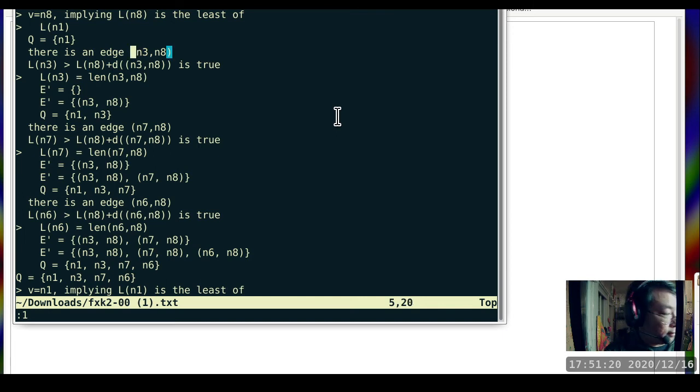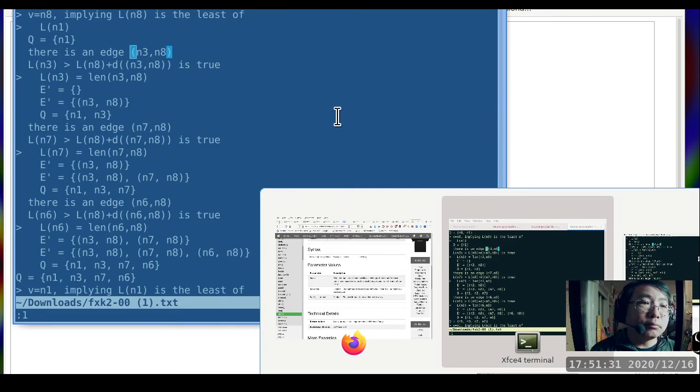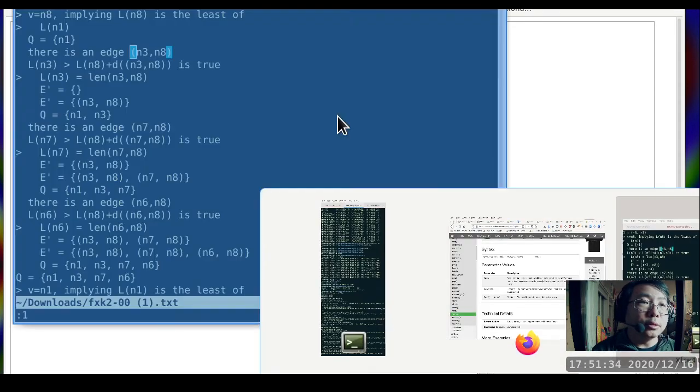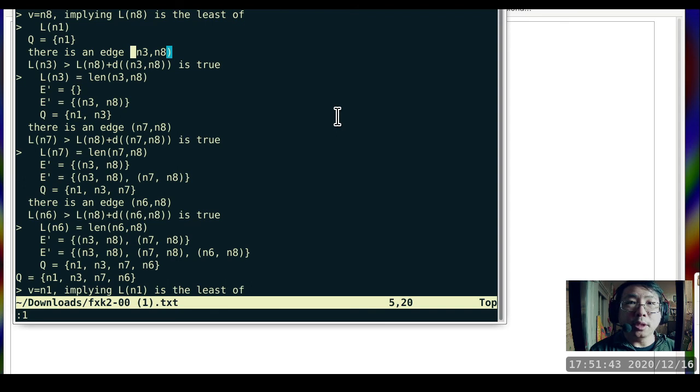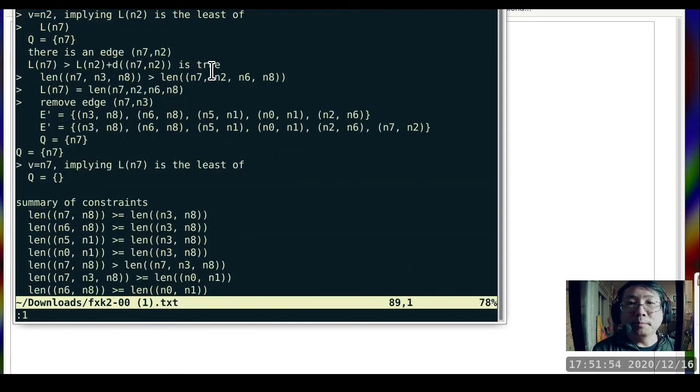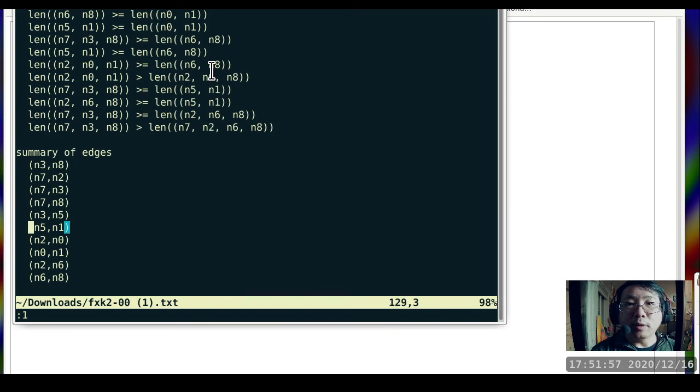We also know N8 and N3 are both destinations because they are in the set of Q initially. So in the graph, I got one step too far. There we go. So we know these two are destinations, and then we just add the edges as we go along. Every time we see in the log there's an edge, we just say, okay, there's an edge right there. As a summary, we have a summary of all the edges here. So this is the first step, to draw a picture of this.